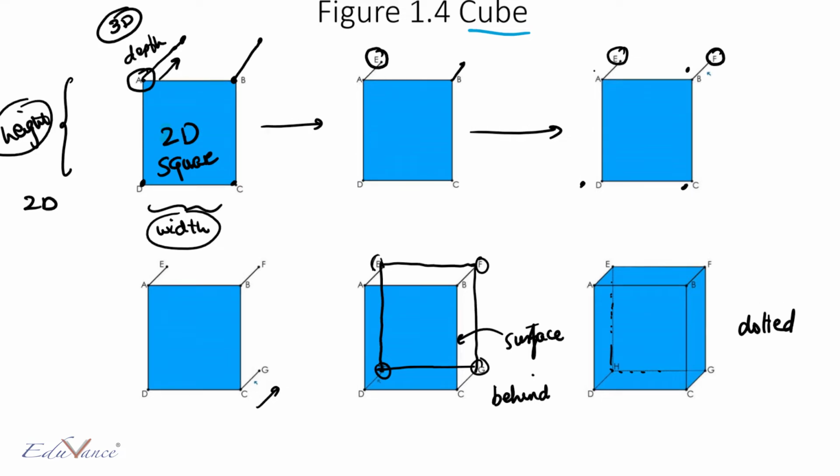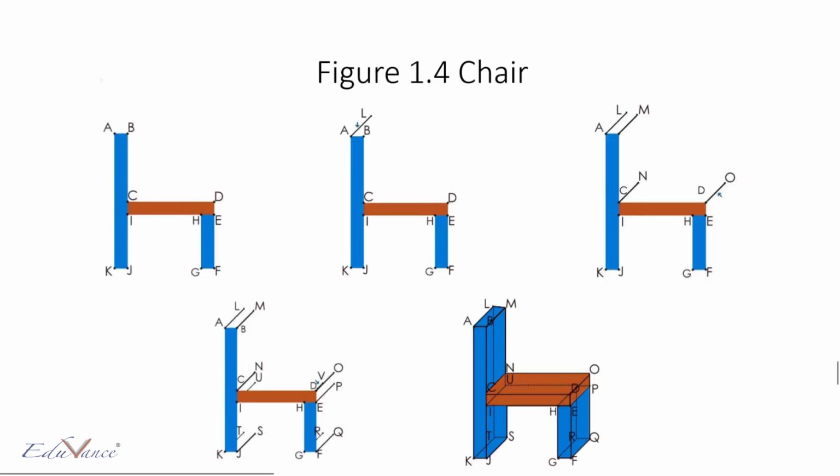Now that we've understood how to take a 2D square and convert it into a cube, let us look at another example. Suppose I want to create the 3D model of a chair. As we looked at the cube in the previous example, here let us look at the chair first from a 2D perspective. As you see, this is the 2D image of a chair. To convert this to 3D, our first step is to mark all the points. Let's say A, B, C, D, E, F, G, H, I, J, K.